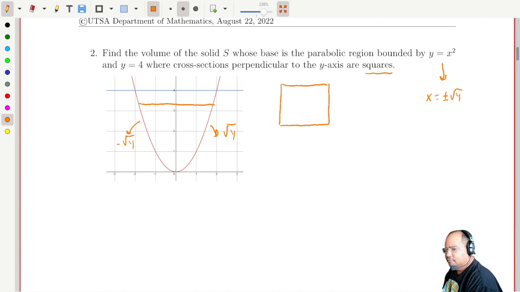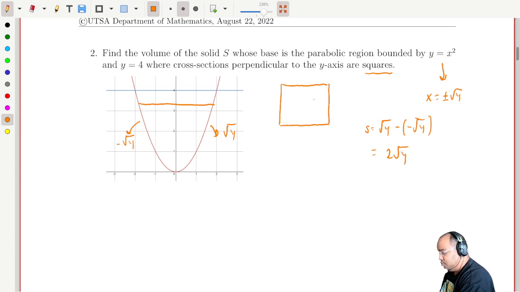And now what's the side length? Right minus left: square root of y minus minus square root of y. Well, minus minus turns into a plus. That just gives me 2 square root of y. So the side length of my square is 2 square root y. Now the area of this square at any position y is just 2 square root of y squared, which is just 4y.